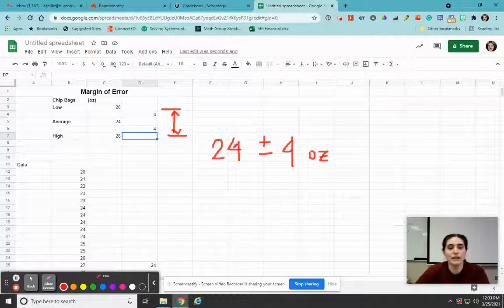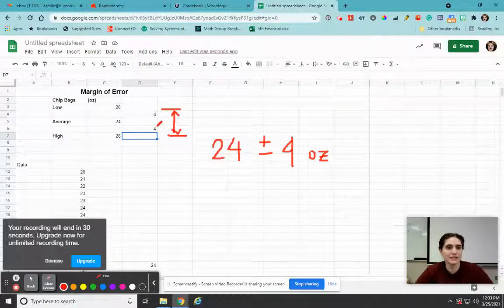You have the average value, and then you have a certain amount to either side of that. This is found all over the place. It's not just with chips or with food or with hand sanitizer. But yeah, so that's margin of error.